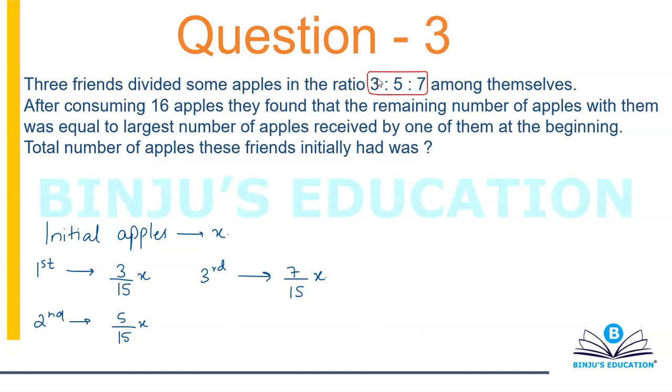All right. So they have consumed 16 apples. So now I don't need this ratio as of now. If they have consumed 16, the leftover apples will simply be x minus 16. And so this leftover is basically equal to the largest number of apples received by one of them at the beginning. So the largest number of apples received is this one. Now I'll have to use this.